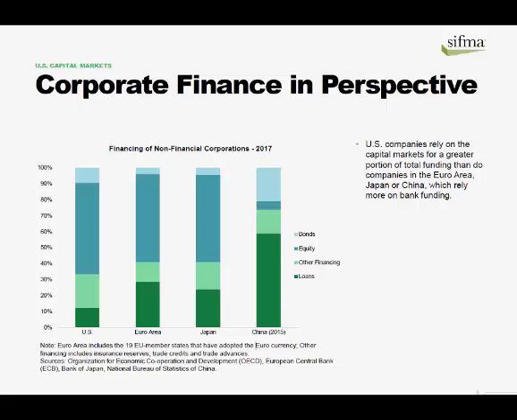What we notice is that U.S. companies rely on the capital markets, that is, both equity and debt markets, for a greater proportion of their total funding than do companies in the European Union, Japan, or China, which rely much more so on bank funding. And this distinction holds true for the entire Anglosphere. Britain, Australia, Canada, and the U.S. all share this higher degree of reliance on capital markets than on bank financing.